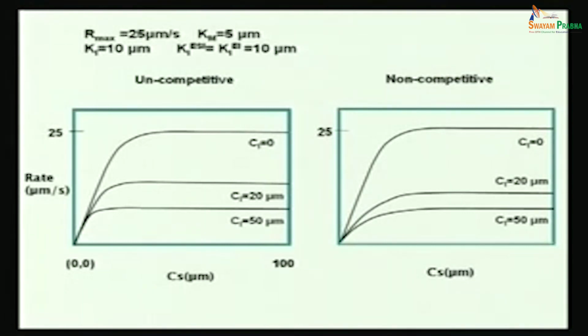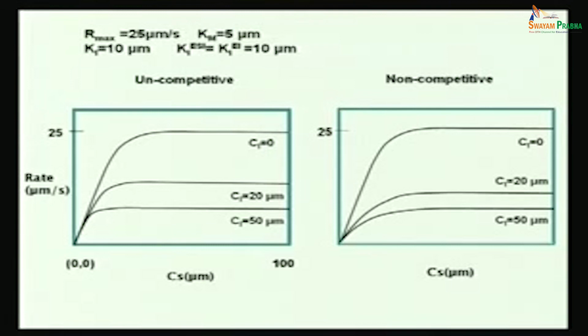Now, as you see over here, the constants for ESI and EI have been taken to be the same out here. Both have been taken to be the same, but if I varied it accordingly, I can change the slope the way I wanted. So, here it isn't taken the same. As a result, you get one kind of inhibition.